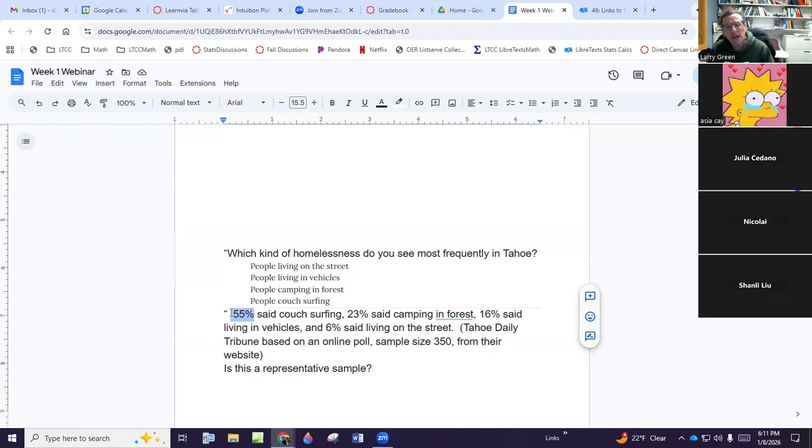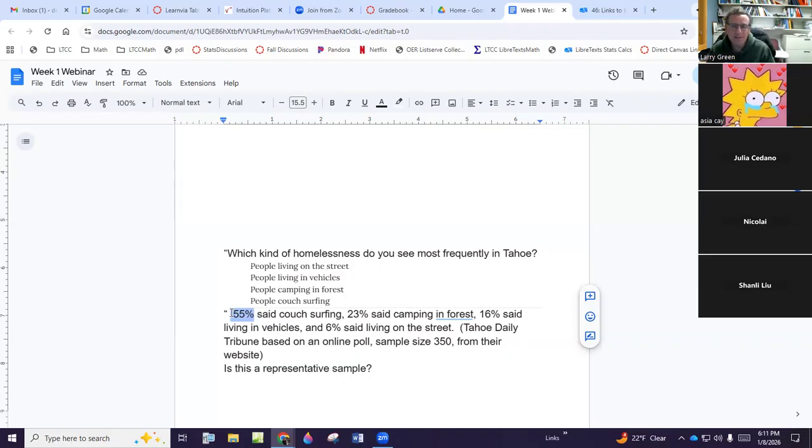So what if instead they wanted to get a representative set of people that are in this town? Any thoughts on how they might do that instead of just posting something online and hoping that a representative sample of the city will answer the survey?